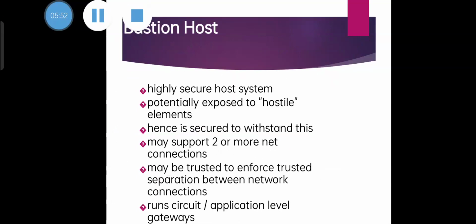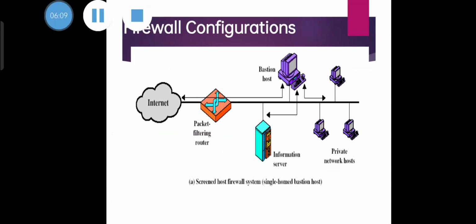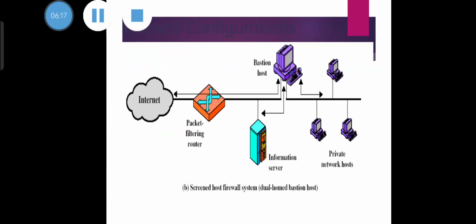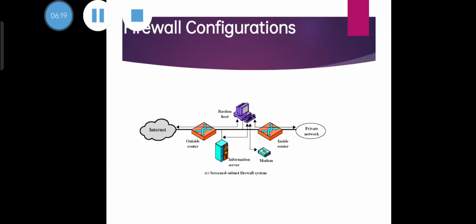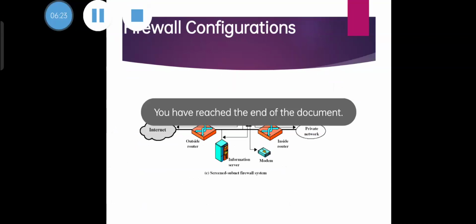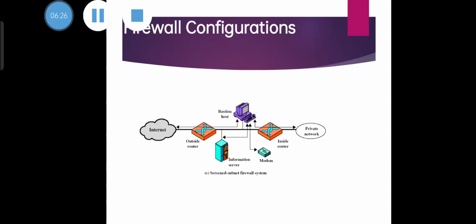The bastion host is a highly secure firewall system which may support two or more network connections, is trusted, and enforces a separate connection which will run either on the security or application level gateways. This is the configuration of the bastion host, as you can see here. Next one is the firewall configuration. That is the last one, so up to this I have concluded the firewall.